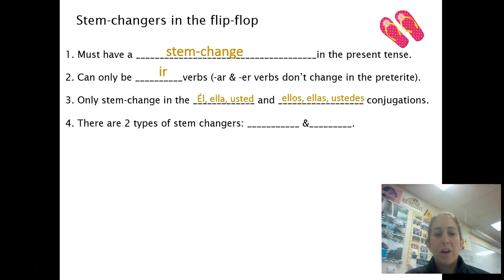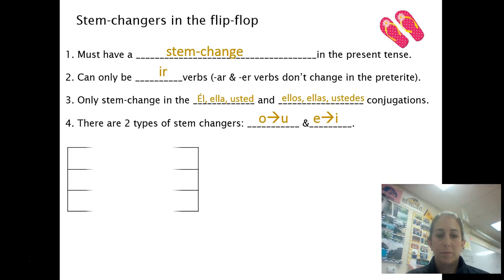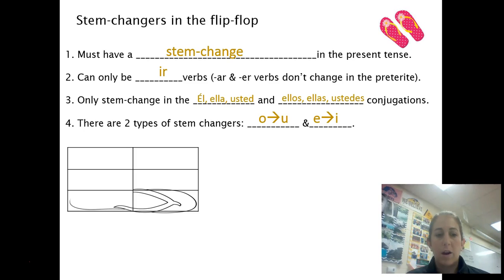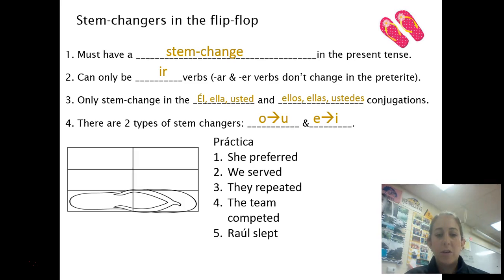And then finally, we only have 2 types of stem changers in the preterite tense, whereas we have 4 types of stem changers in the present tense, and that is O to U and E to I. Alright, I even think I give you a little spot where you can shade in those flip-flops, or those 2 conjugations.